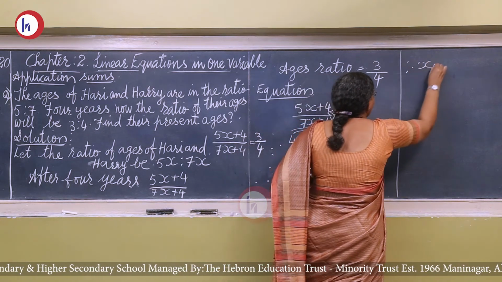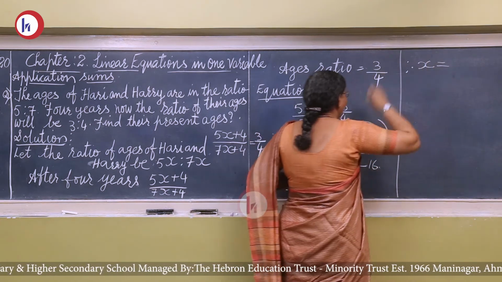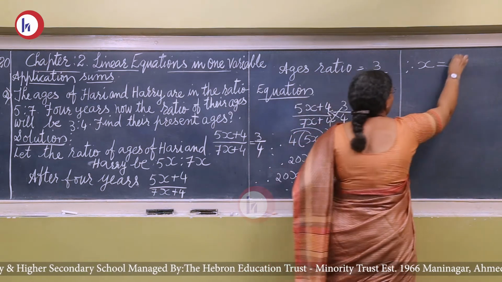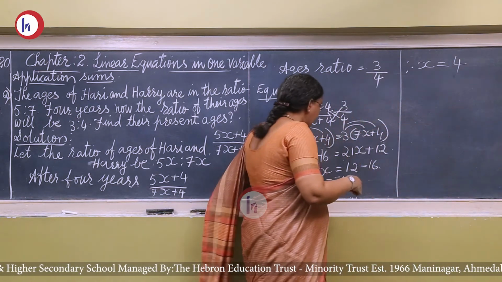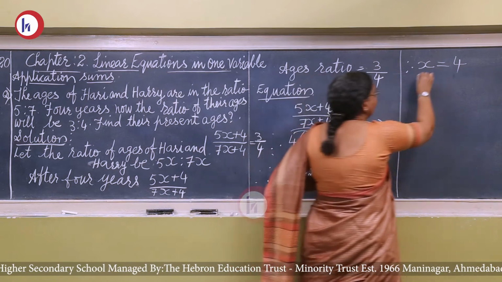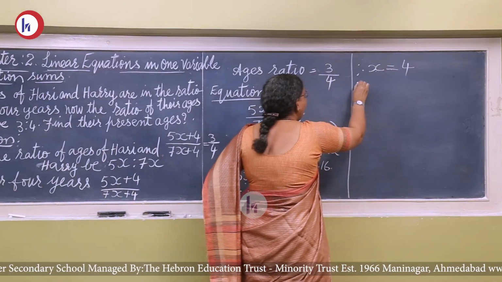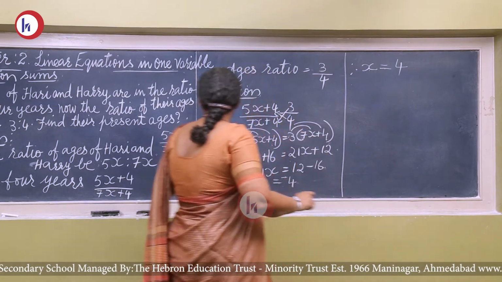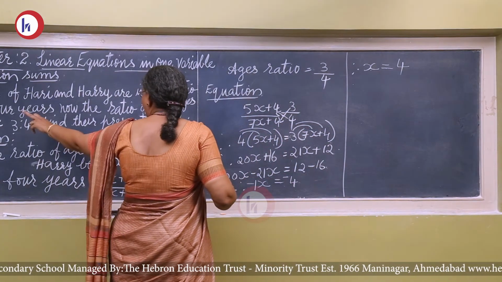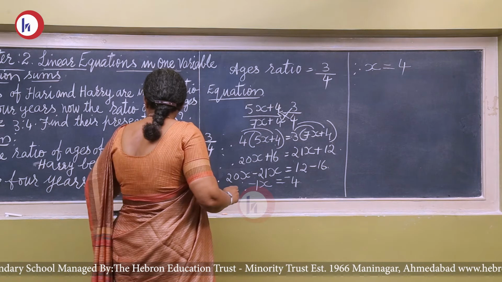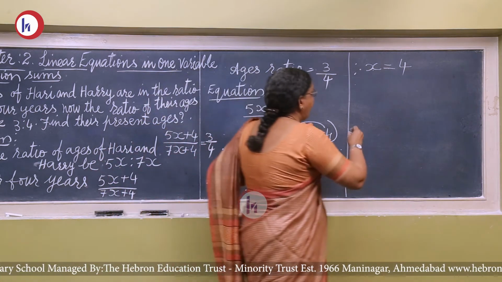Therefore x is equal to 4. Both minus signs will be cancelled. That is why x is equal to 4. Minus minus will become plus. Now we have found the value of x. And the ratio we have seen is 5x and 7x, out of which we need Heidi's age.